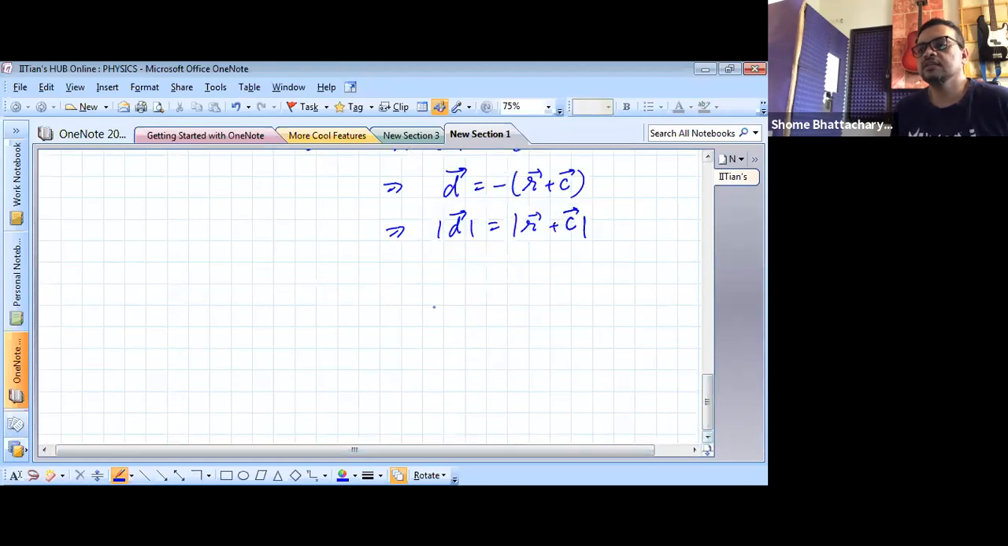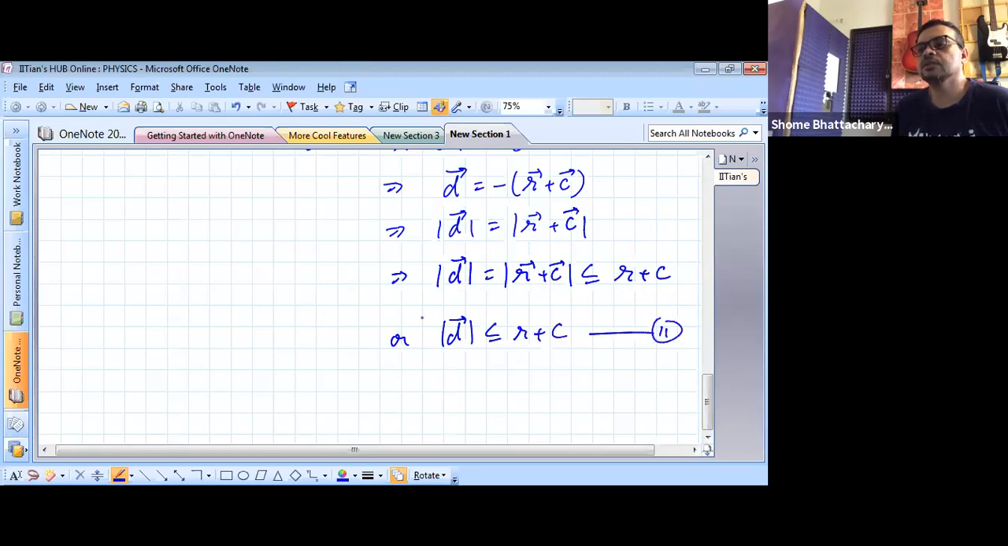So that again in turn implies that the magnitude of D, equal to the magnitude of R plus C, is less than or equal to the magnitude of R plus the magnitude of C. Or D has a magnitude of less than or equal to R plus C. So this is my second statement. Okay. Now let's put together the two statements that we have.